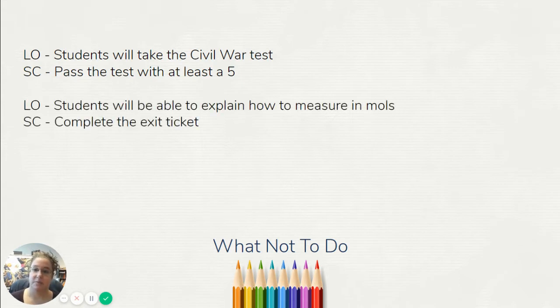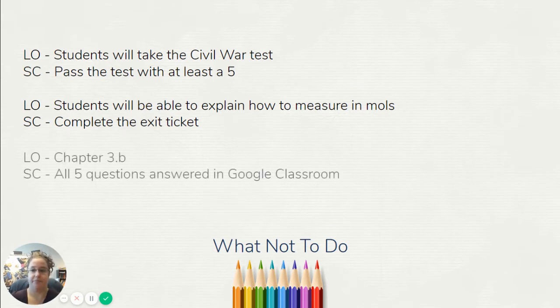Learning objectives: students will be able to explain how to measure in moles. Success criteria: complete the exit ticket. What will I be doing on the exit ticket? Will I be explaining it all narratively? Will I be solving problems? What should I be prepared to do when I get that exit ticket? And learning objective chapter 3B, that's a huge topic. Chapters in textbook-based classes can cover a lot of information. And the success criteria of all 5 questions answered in Google Classroom also doesn't indicate for the student what they should be attending to as they read.